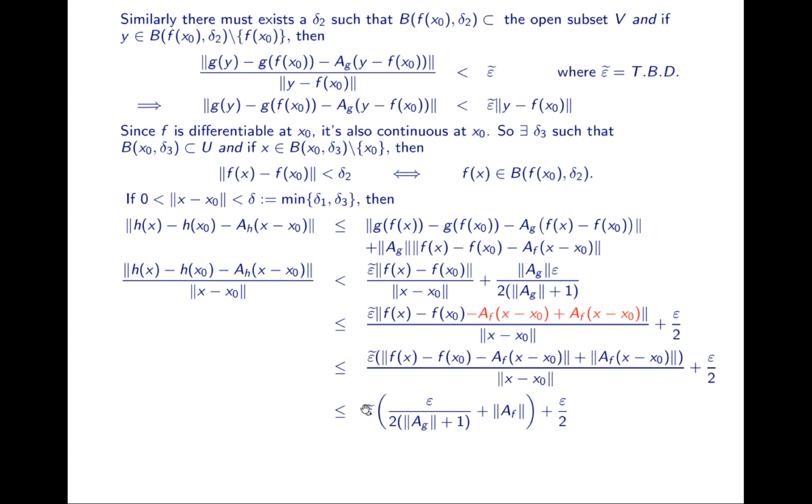Because epsilon tilde is a value to be determined. So it's whatever value I need it to be so that I get my result. What does epsilon tilde have to be? Well, it has to be epsilon over 2 times the reciprocal of this. And if it is, I get epsilon, and my difference quotient is less than epsilon, which means I've shown that h is differentiable at x naught, and the derivative of h at x naught is given by A_h, where A_h is constructed by the formula given in the chain rule. So we've proven our result.